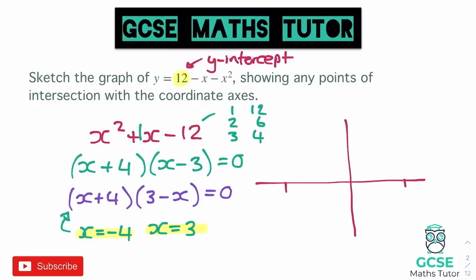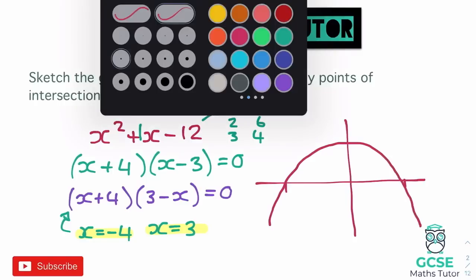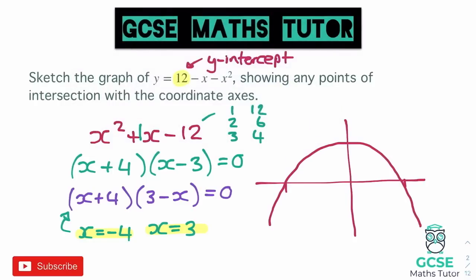But I need my negative quadratic to go up through the y-axis, back down. I just need to label all those points where it intersects the axes. So it goes through here on the y-axis at 12. It comes through minus 4 on the x-axis, and it goes through 3 on the positive part there. So there we go, that's how we would sketch a negative quadratic.